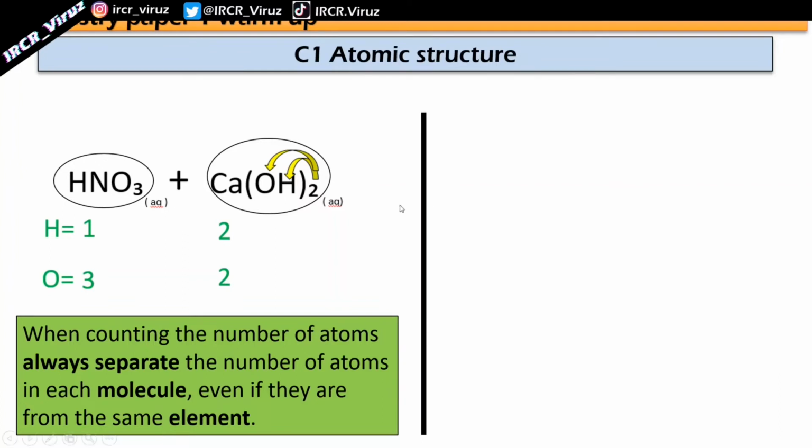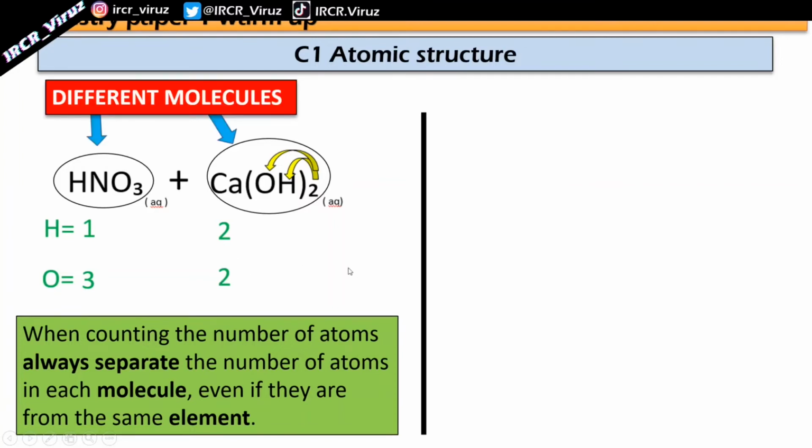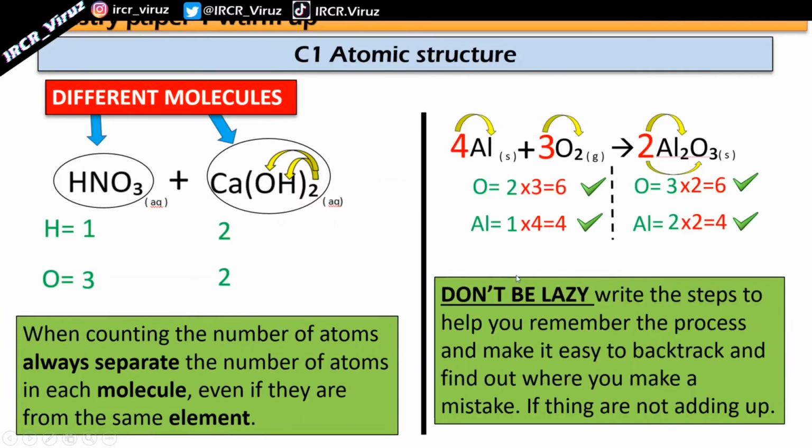So in this case, if these 2 are reactants, I've written down that you have 3 oxygens in this molecule and you have 2 oxygens in this other molecule. The same with the hydrogens, there's 1 hydrogen in this molecule and there are 2 hydrogens in that molecule, and over here you will continue to the products, okay? But we need to keep them separated. Right, there we go. So don't be lazy, write the steps, but remember the process, and it makes it easy to backtrack and find out where you made a mistake if they're not adding up, okay?